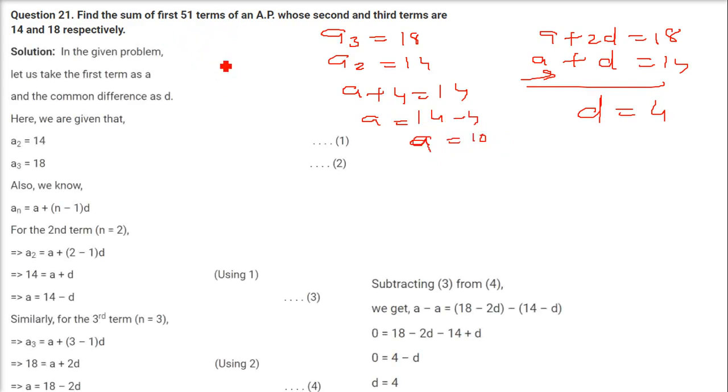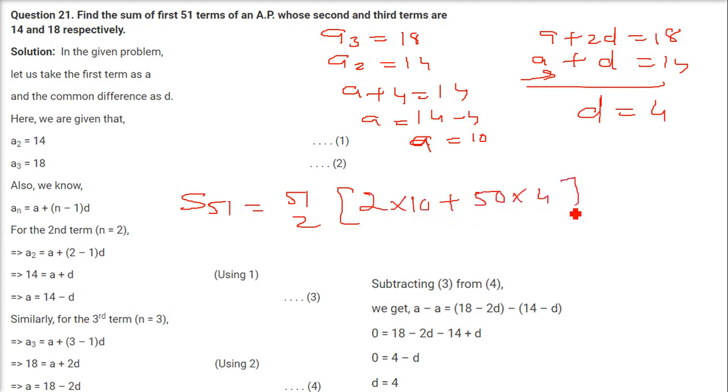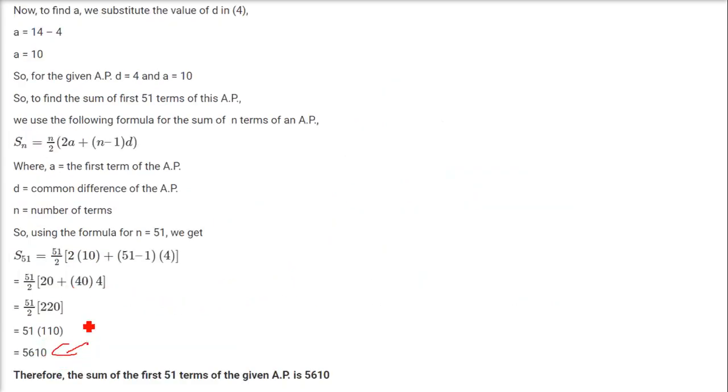Now what is the sum of first 51 terms? S51 is going to be n by 2, that is 51 by 2, times 2a plus n minus 1, 51 minus 1, that is 50, into d. So this is going to be 2 into 10 is 20, 50 into 4 is 200, this will be 220, and 2 is there, so it will be 110, and 51 into 110 is going to be 5610.